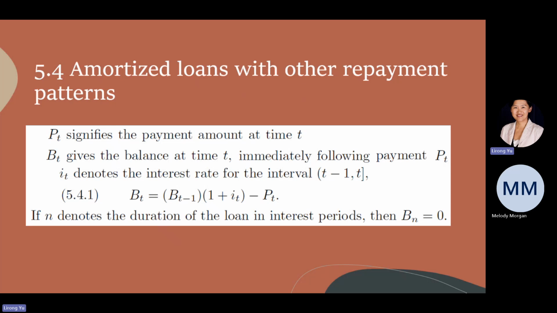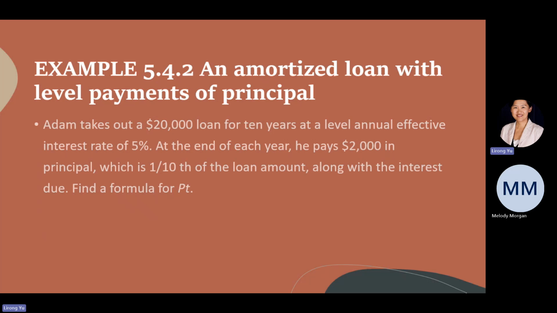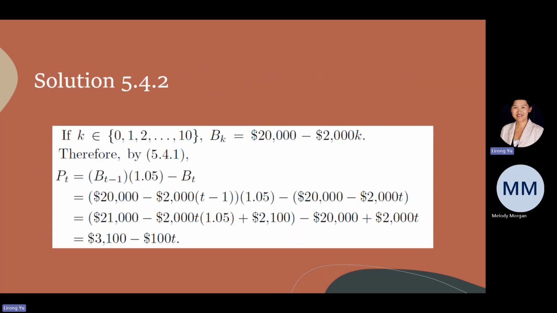Okay, so the whole point of this section is, what if you are reaching other goals? If you are not planning on getting the same payment every time, based on your objective, you may have a different design of your payment.